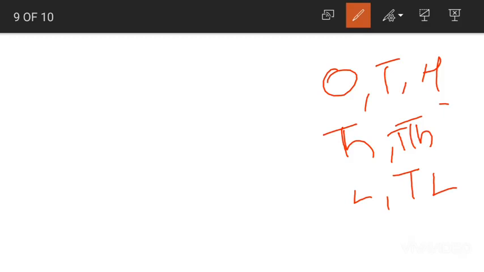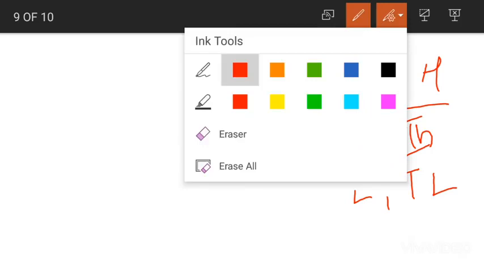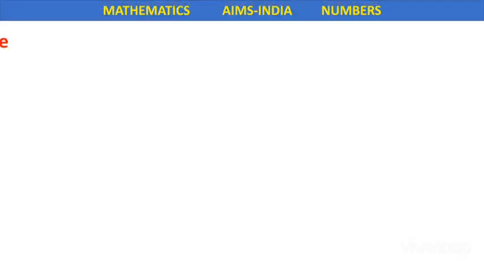We use commas in a single number based on the periods. First comma is placed after 3 digits and then the next commas are placed after every 2 digits. Clear, children? Remember all of these things because these are very important and you will be using these concepts in your higher classes also.